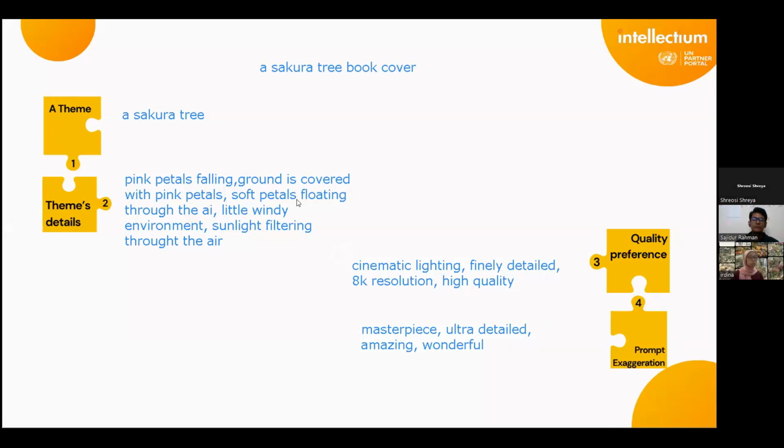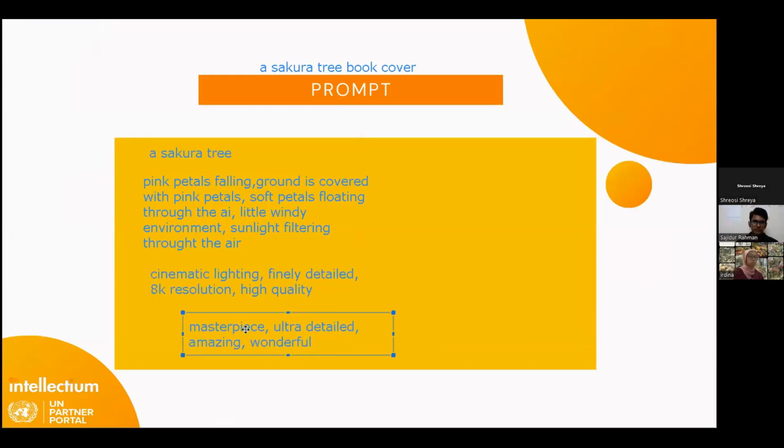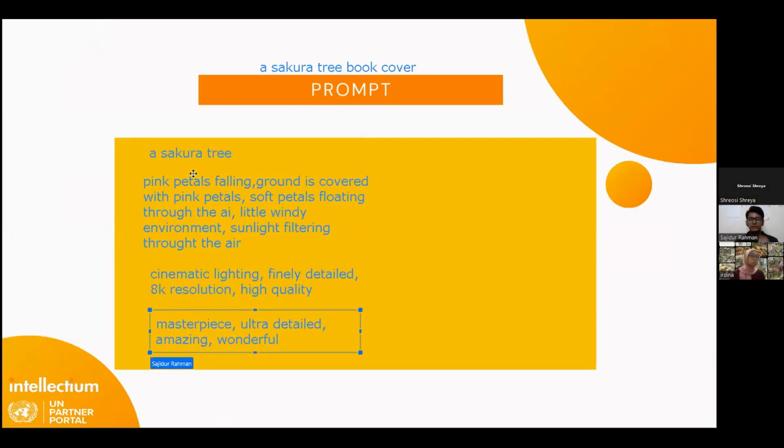Now that we have all the pieces of our puzzle together, let's try turning it into a prompt. All the pieces of the puzzle are connected now, and this is the prompt. We have the subject, the theme's details, the quality settings we are looking for, and the prompt exaggeration. Now what we do is copy paste this into our AI image generation tool and see what results we get.